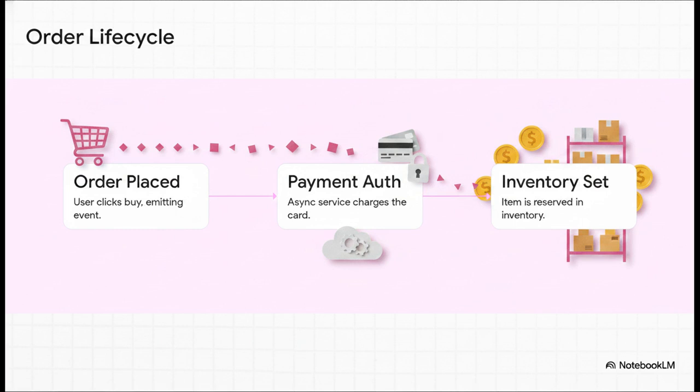Step 1, a user clicks buy, appending an order-placed event to the log. And that's it. The user immediately gets a success screen. Then, completely asynchronously, the payment service consumes that event, charges the card, and emits a new payment-authorized event. The inventory service then consumes that event to reserve the item. It's a smooth, decoupled chain reaction.